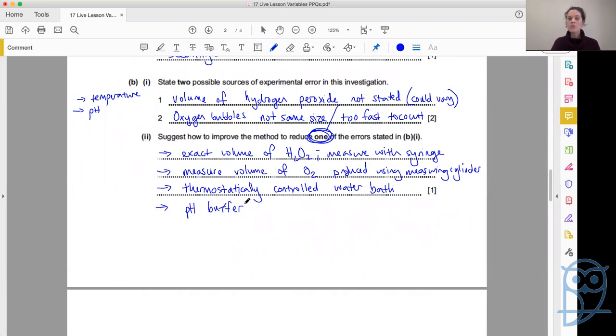Out of all of these, I think I would probably go for measuring oxygen, because we want to think about what's our independent variable, what's our dependent variable, what are we really looking at. In this case, we're looking at production of oxygen as an indicator of the rate of reaction. So we want an accurate measurement of that. Measuring the volume of oxygen rather than counting bubbles is a far more accurate way of understanding the effect of our independent variable. Again, everybody thinks differently.